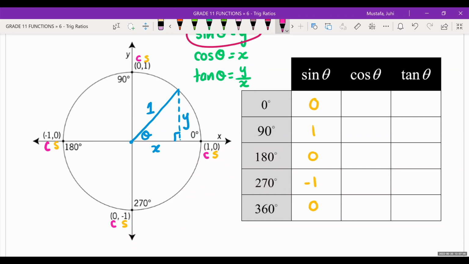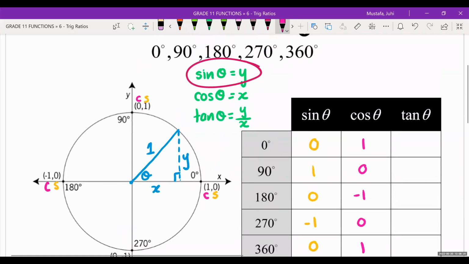Let's do the same for cosine. Cos 0 is 1. Cos 90 is 0. Cos 180 is -1. Cos 270 is 0. And cos 360 is 1. Don't memorize the chart, but rather just try to understand the unit circle. And the x is always your cosine, the y is always your sine.